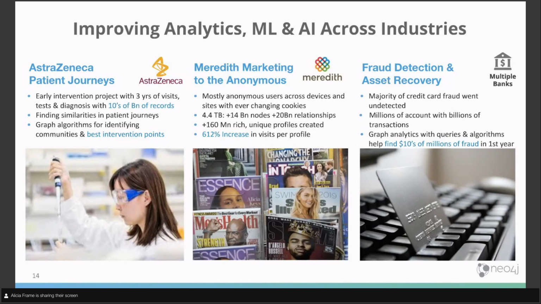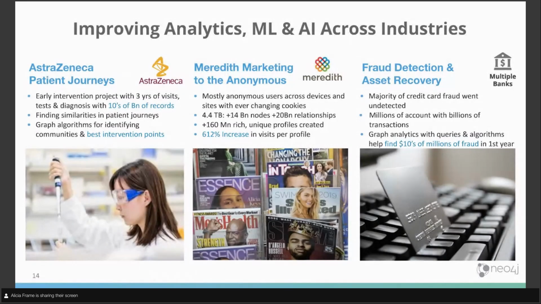Three that are really cool to highlight is AstraZeneca has been using graph data science to understand patient journeys. So what they're doing is they have patient journey data looking at 3 years of visits, tests, and diagnoses with tens of billions of records in a graph. And they're identifying patient journeys that are similar and using graph algorithms, so these are unsupervised machine learning techniques, to identify communities and good intervention points. So where should I recommend that a patient be targeted with a new drug?